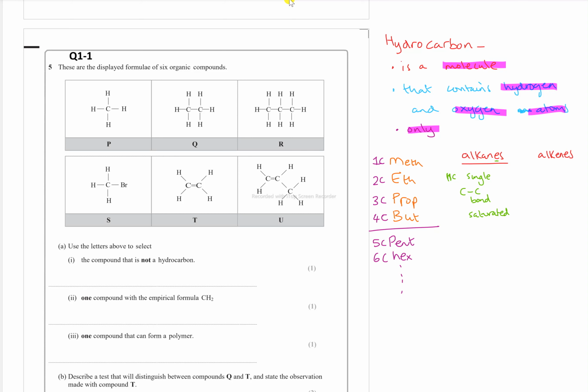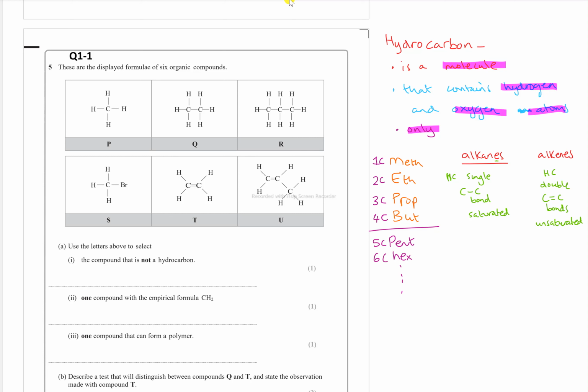Alkenes are hydrocarbons that have double carbon to carbon bonds. It is unsaturated.